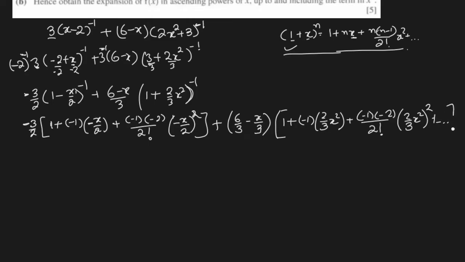Plus so on. So this x square is going to give us x to the power 4, but we have to stop at x square. That means this part we can ignore. Okay, so only these is left.